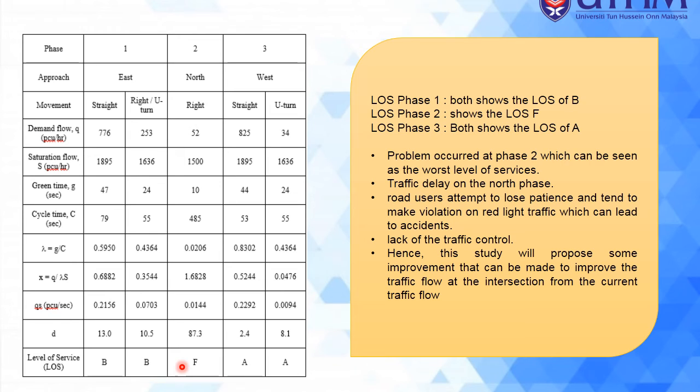Road users lose patience and tend to commit red light violations, which can lead to accidents. The driver can act without thinking by ignoring the road regulations that have been stated in Malaysia's law, which can lead to loss of life and property. Apart from that, this area also lacks traffic control from the relevant parties such as traffic police to control the situation, especially during peak hours. Therefore, this study will propose some improvements that can be made to improve the traffic flow at the intersection from the current traffic flow, which will be explained on the next slide.